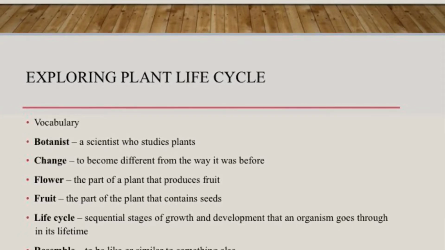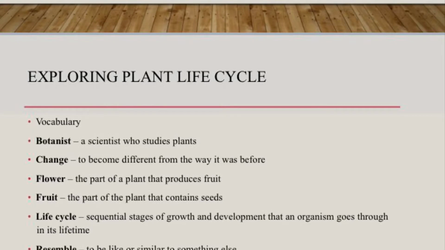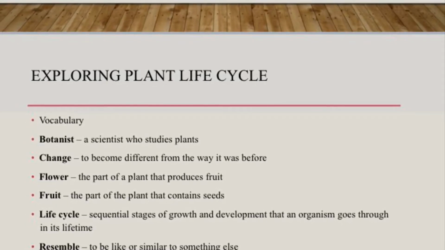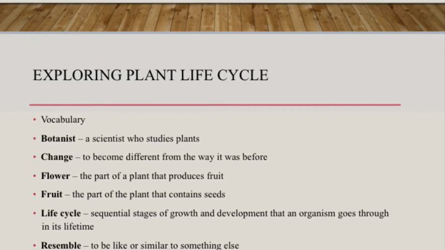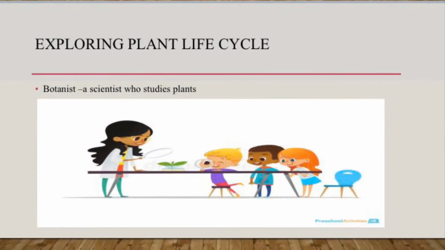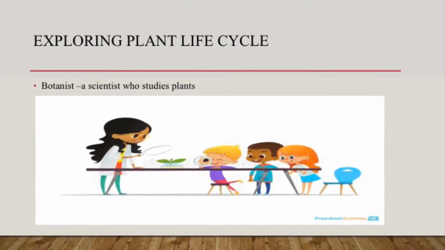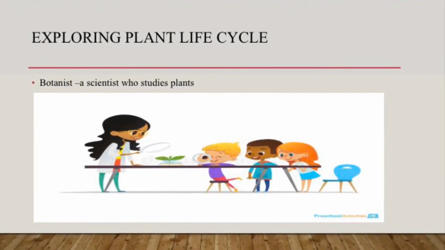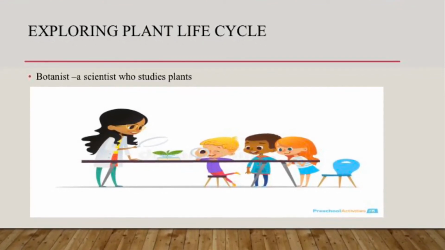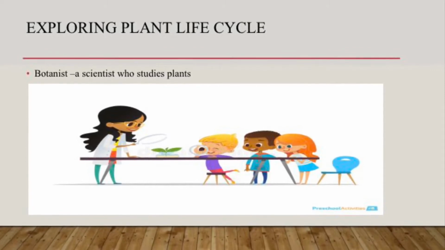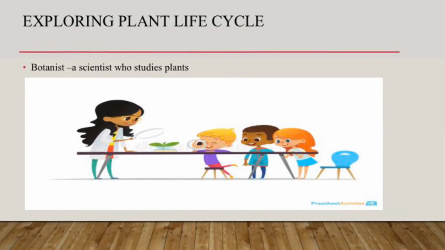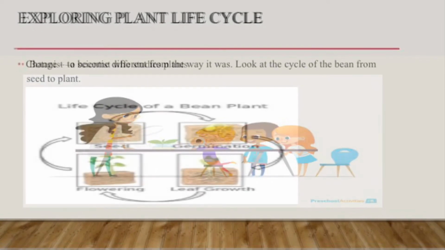These vocabulary words, we will go over the majority of them this week. And then we will discover who is a scientist that studies plants. The first word is a scientist that studies plants. Studying plants, that means you look at the plant, you see where the plant comes from, and you see how the plant grows. That scientist is called a botanist. A botanist is a scientist who studies plants.